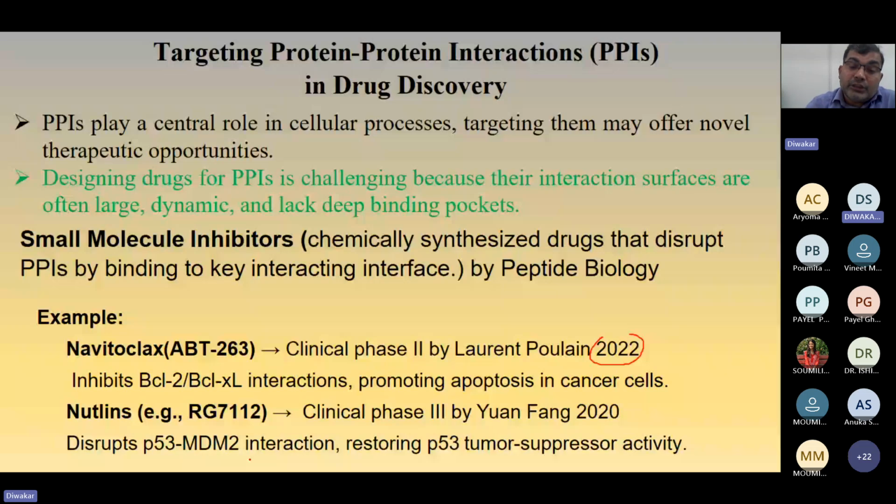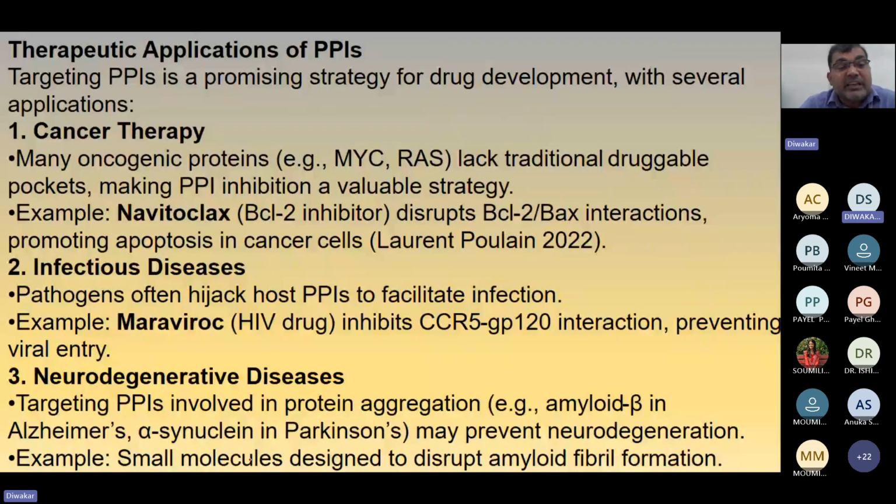We have used protein interactions for the drug designing process, maybe in autoimmune disorders, maybe in infectious disease biology, maybe in cancer therapy, maybe in neurodegenerative disease. On the basis of reported literature, I have collected some data, like BCL2 inhibitors that are already in clinical phase 2. Some protein interactions can be used to minimize infectious disease, like HIV drugs that inhibit the CCR5 and GP120 interactions and prevent the entry of the virus into the intracellular environment.